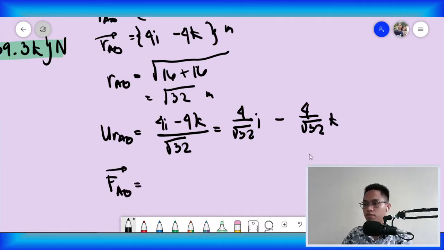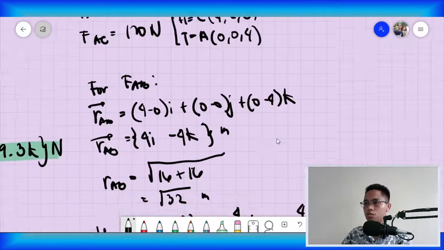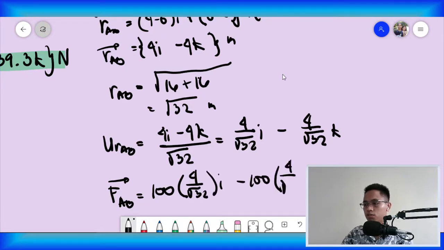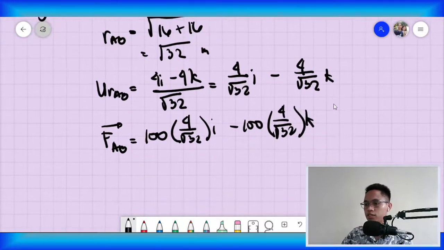But we won't, so let's go for the Cartesian form of FAB. The given magnitude is 100. So therefore, distribute. This would be 100 times 4 over square root of 32 i minus 100 times 4 over square root of 32 k. Okay, so let's just simplify.